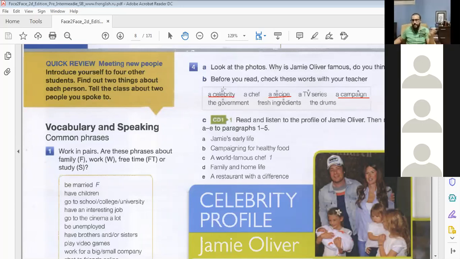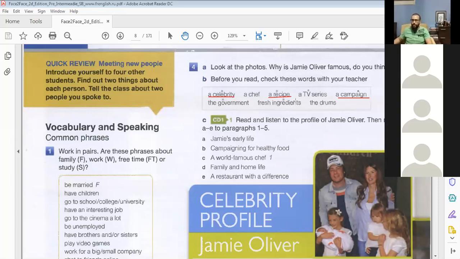So a celebrity is someone who's famous. So, for example, Adele is a celebrity, right? Trump is a celebrity. He's a president, but before he was a president, he was a celebrity. Everybody knew Trump before he became president. So a celebrity is someone well known, someone who's famous. This is the meaning of celebrity.